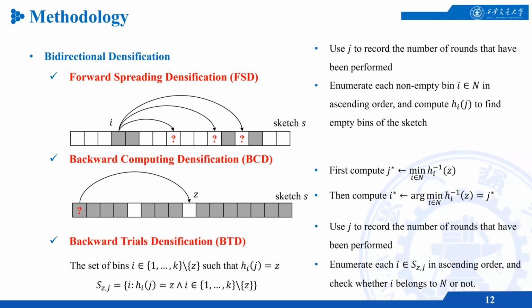The third strategy is called backward trace densification. It is another way to achieve the same target as backward densification. Here, we use the set S_zj to denote the set of non-empty bins that can densify its value to the empty bin z with j runs. For each empty bin z, we initialize j as 1 and enumerate each i in S_zj in ascending order to check whether it is non-empty or not. When encountering a non-empty bin at the jth round, we densify its value to the empty bin z.